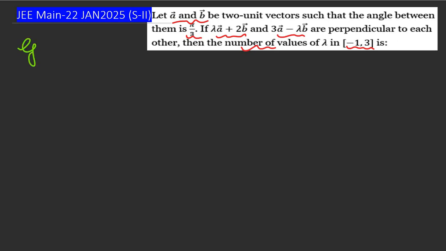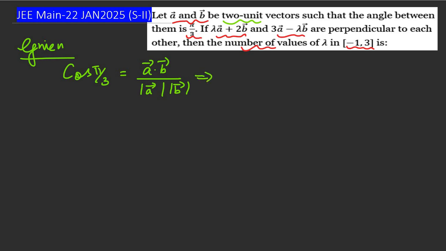So first, what is given? The angle between the two vectors A and B is pi by 3. So we know that cos theta, with theta equal to pi by 3, is equal to A vector dot B vector divided by mod of A vector times mod of B vector. Now A and B are two unit vectors, so mod of A and mod of B are equal to 1. So we get A dot B equal to cos pi by 3. Cos pi by 3 is equal to 1 by 2. So A vector dot B vector is equal to 1 by 2.